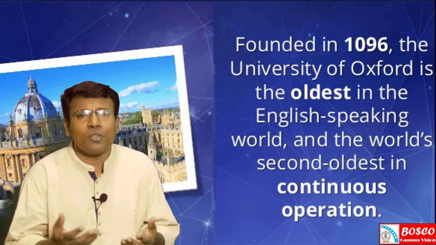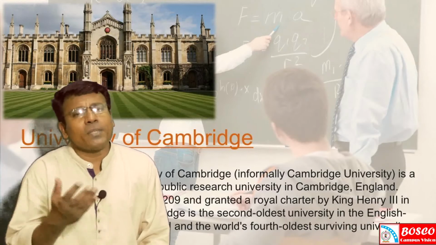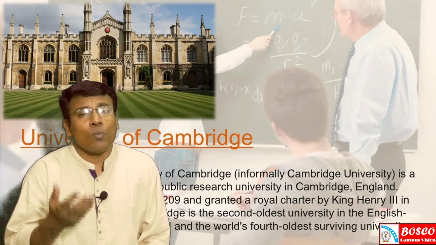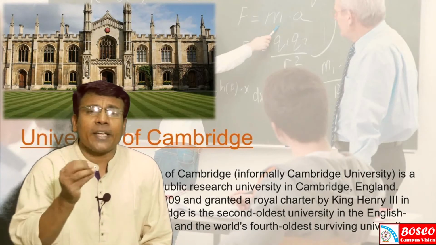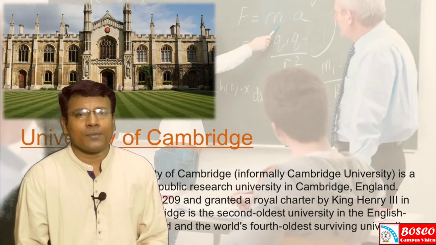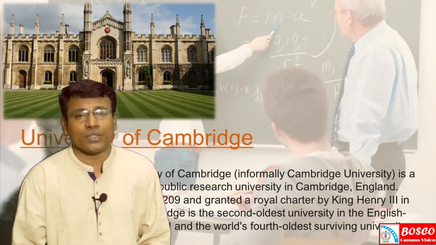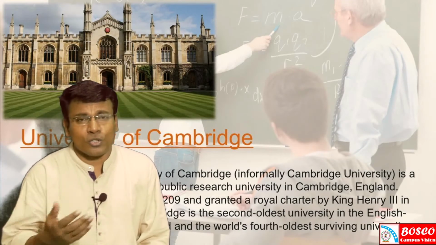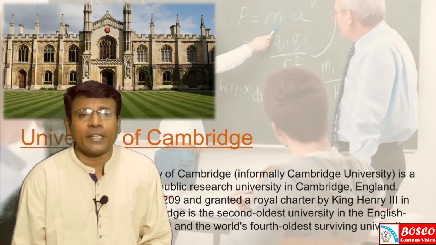Now let's say something about the Cambridge University. The Cambridge University was founded in 1209 and it is the second oldest university in the English speaking world, and it is the world's fourth oldest surviving university. So Oxford is the first university of the English speaking region and Cambridge is the second one.